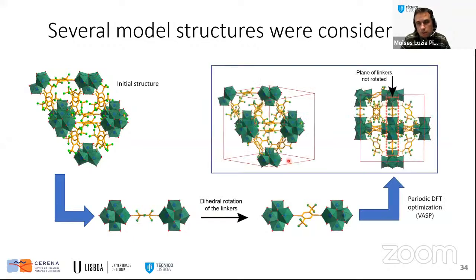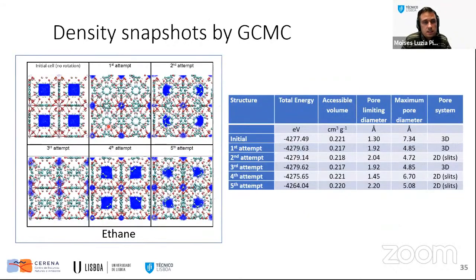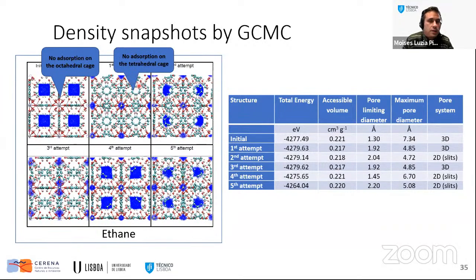So we introduce this type of rotation and re-optimize with a theoretical approach, with periodic DFT, to obtain new structures that also correspond to minima. I'll try to show very briefly in here. If we don't have any rotation of the linker, we have adsorption just at the tetrahedral pores, and no adsorption at the octahedral pores. But if we have some rotation of the linker, then we don't have adsorption at the tetrahedral cage, but we have adsorption at the octahedral ones. And we have some in-between situations that also correspond to minima on the structure.